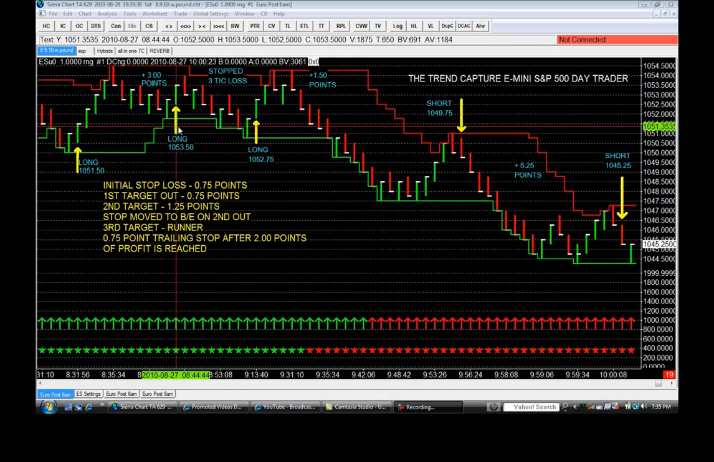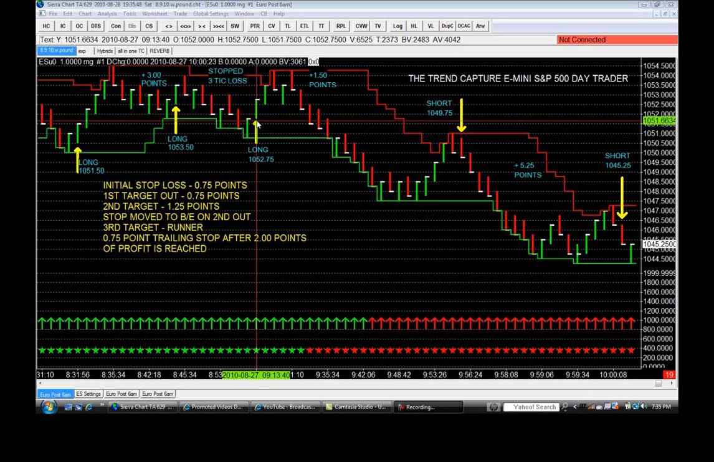Next was a long at 8:44 at 10:53.50. That was stopped for a 3-tick loss. It almost got to our first out at 75 cents, but not quite. Third was another long at 9:13, 10:52.75. That was good for 1 1/2 points from your entry to the high.